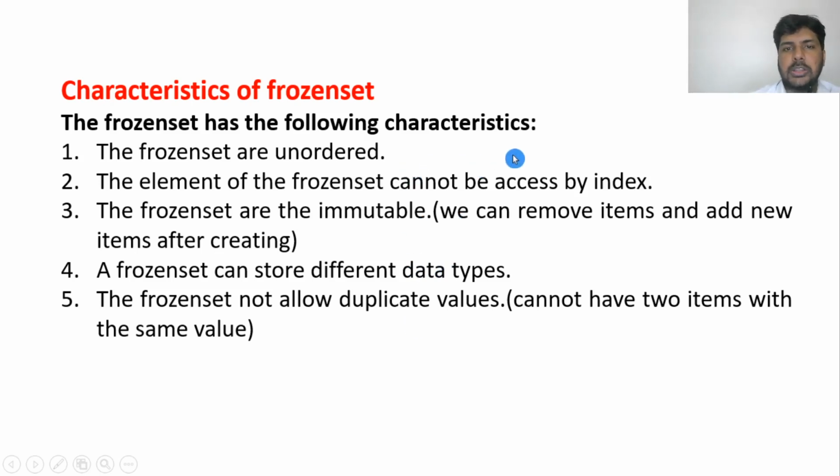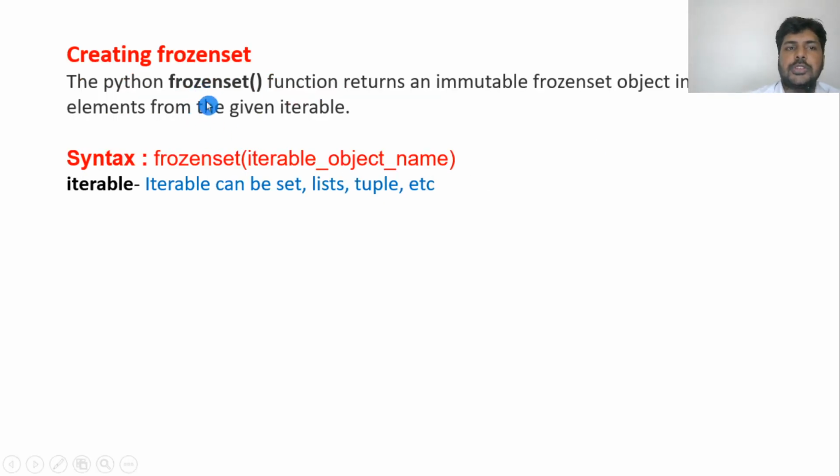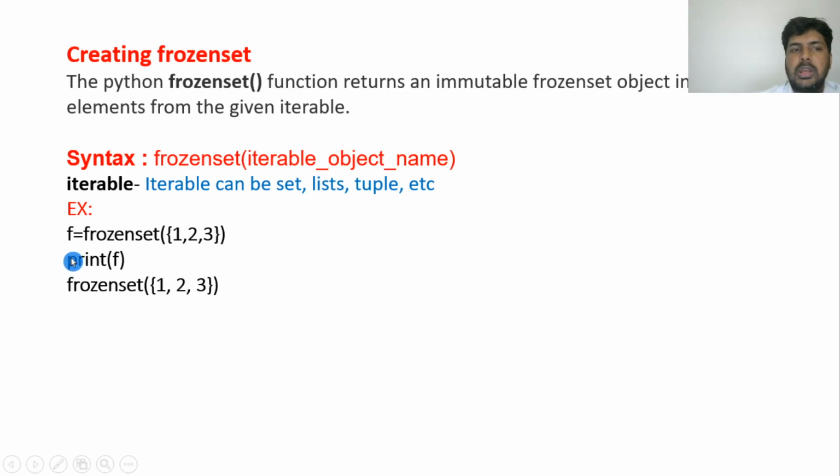Let us see how we can create a frozen set and what the different ways of creating one are. The frozenset function returns an immutable frozen set object initialized with elements from the given iterable. Let us see how this will work. First, the syntax is frozenset(iterable object). What do you mean by iterable objects? An iterable can be a set, list, tuple, etc. It can be anything. In a small example, we can directly say f is equal to frozenset(1, 2, 3). This is one way of creating it, and if I say print f, it will print frozenset 1, 2, 3.